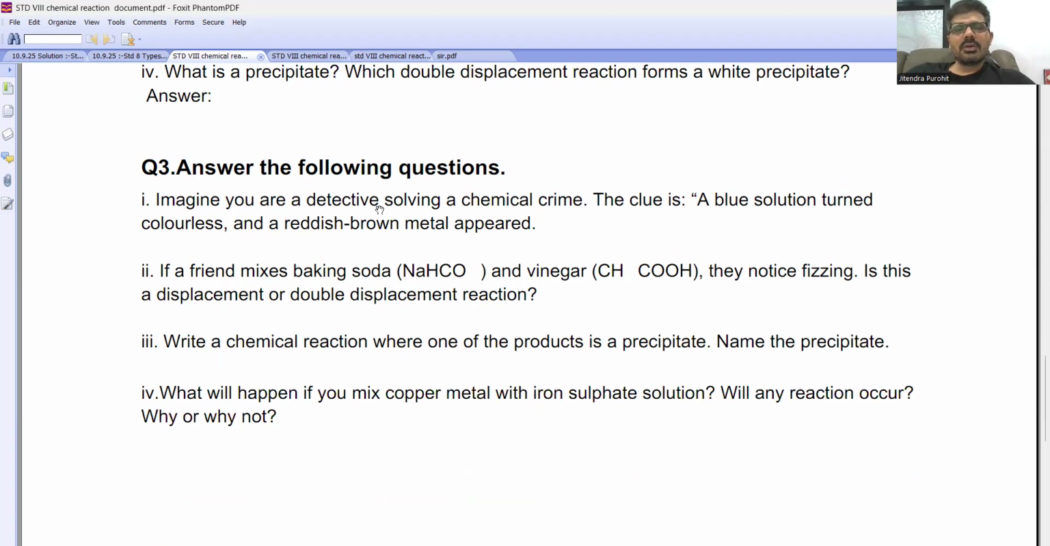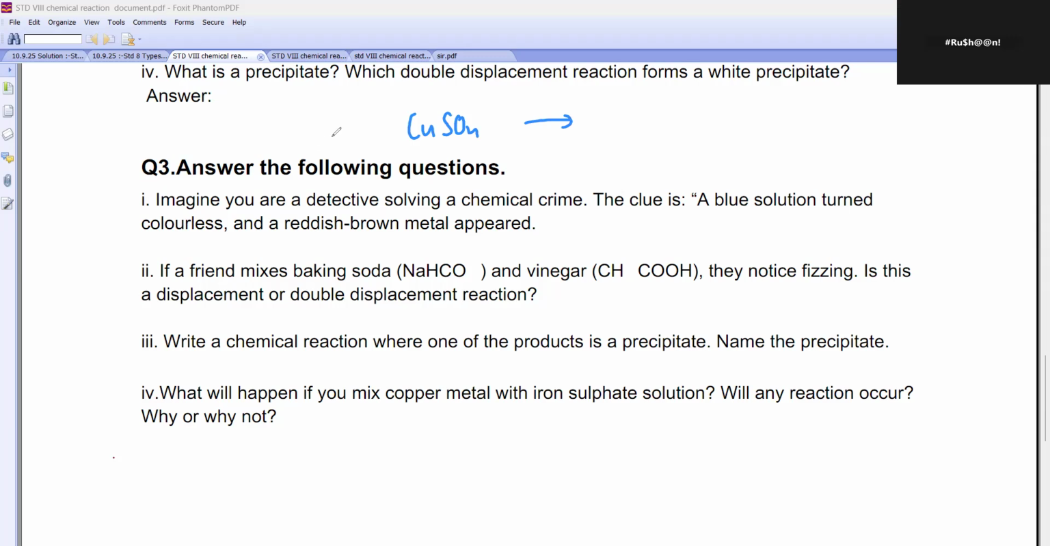Chalo beta. Imagine you are a detective. Come on, man, you are a detective and you are solving a chemical crime. A clue: a blue solution turned colorless and a reddish brown metal appeared. Oh ho ho. So who was the blue color? Copper sulfate is blue. And who is the reddish brown metal? Reddish brown metal is Cu.